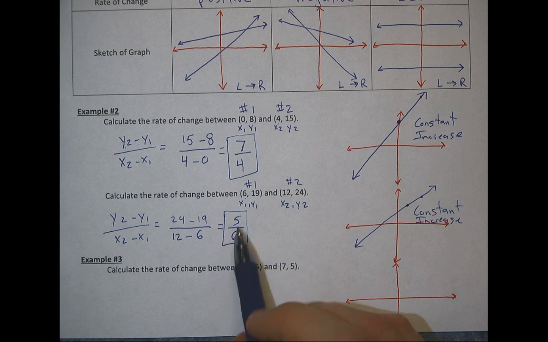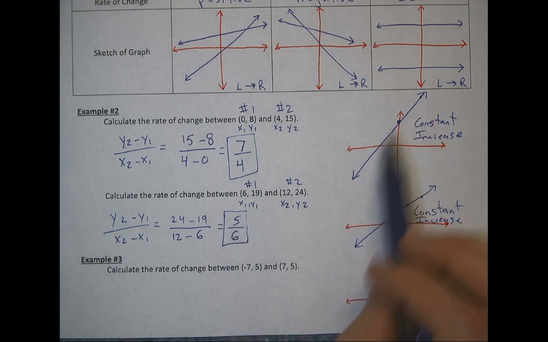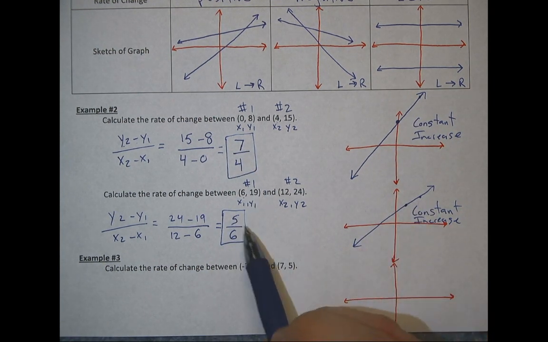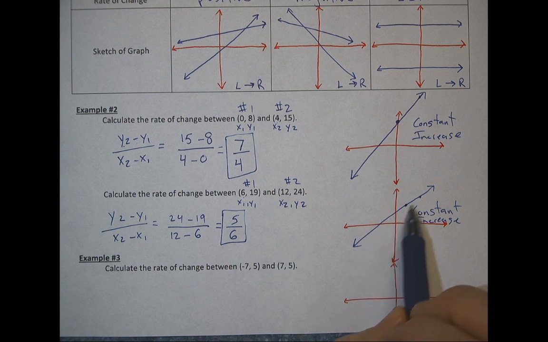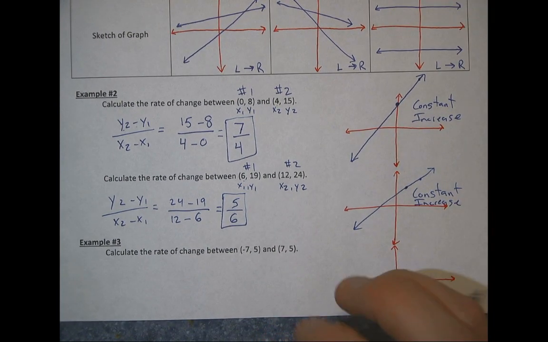Notice this number is a little less than 1. So that's why this line is not going up quite as steep as this one. So the steepness is represented by how big this number is. So since this is a little less than 1, this rate of change is not as steep on the graph.